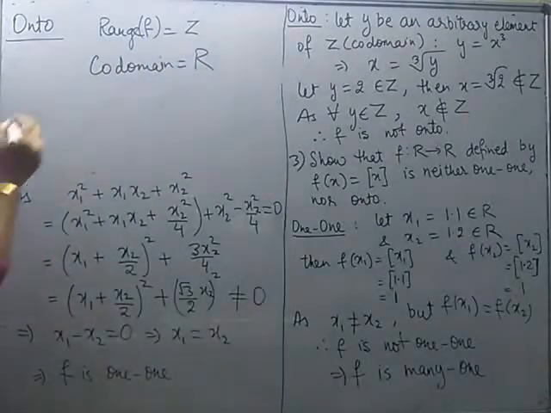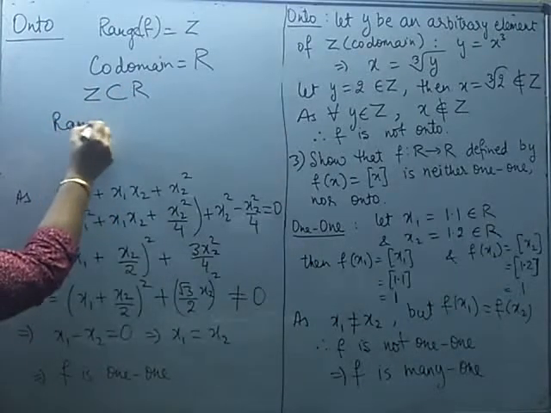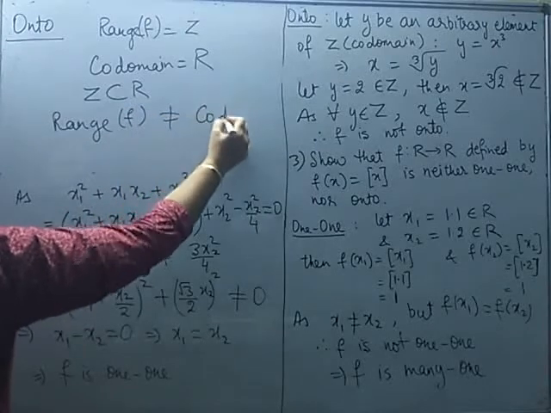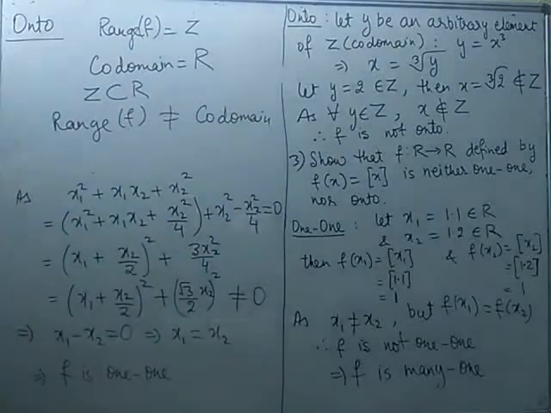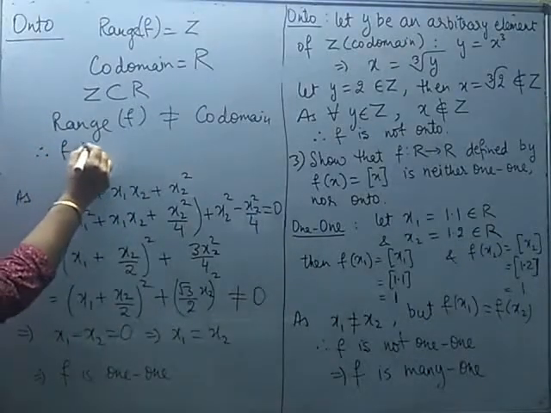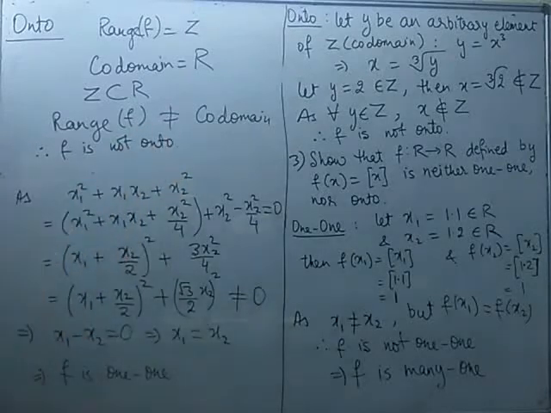So you can see here, Z is a subset of R. Range is not equal to codomain. When we show the range is not equal to the codomain, that means in the second set there are infinite real numbers which are not images. Therefore, f is not onto. That was to check whether the function is one-one and onto or not. So we could see it is neither one-one nor onto.